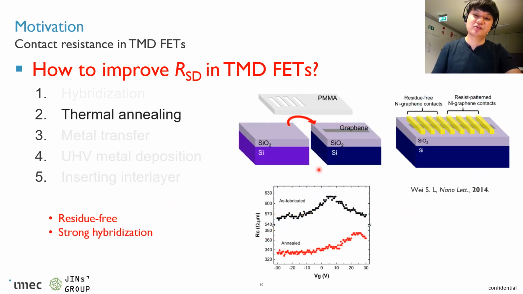Next, we can also use thermal annealing treatment on TMD devices, like 2D devices. In a previous study from Wei in 2014, when devices were post-treated by thermal annealing, an improved contact resistance, which is rigidity-free and has a strong hybridization, was formed. So it has improved contact resistance after the thermal annealing effect.